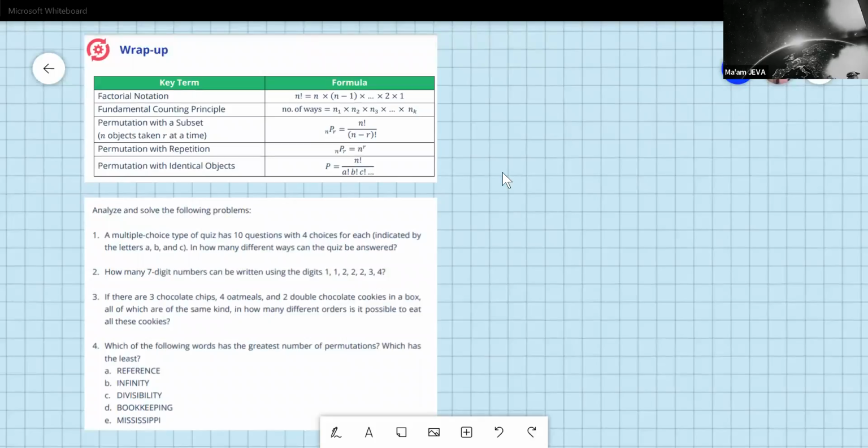Okay, makita ra ninyo, class? Reserve a space for our solution later on.